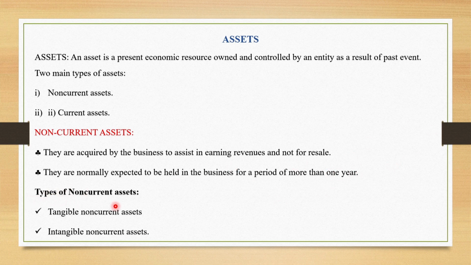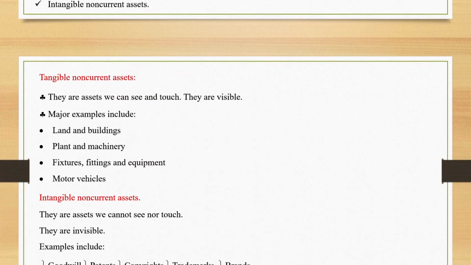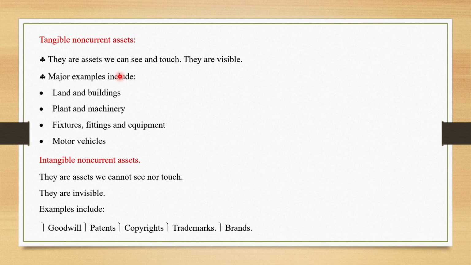Then on the types of non-current assets, we have tangible non-current assets and intangible non-current assets. Let's start with tangible non-current assets. These are assets we can see and touch. In other words, they are visible. The major examples are land and building, plant and machinery, furniture and fittings, office equipment, and motor vehicles. You can see land, you can see and touch buildings. They are visible.